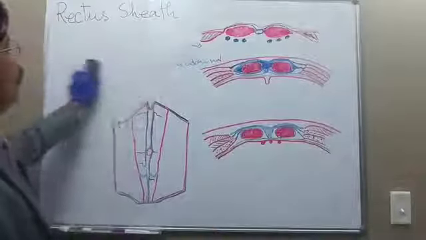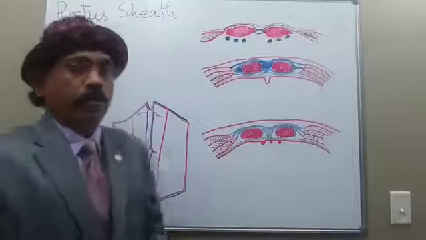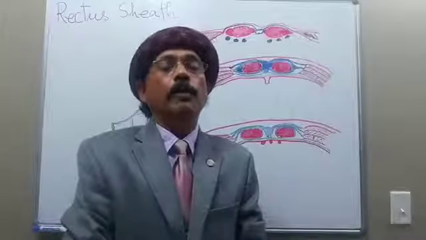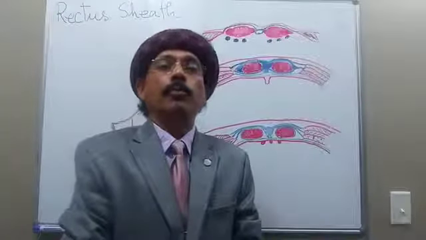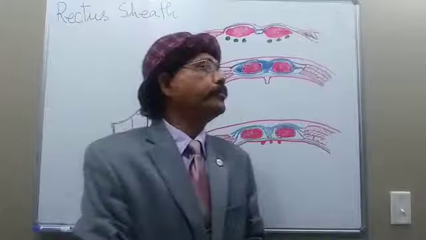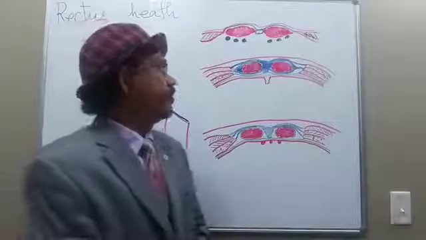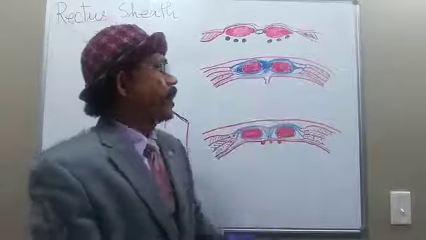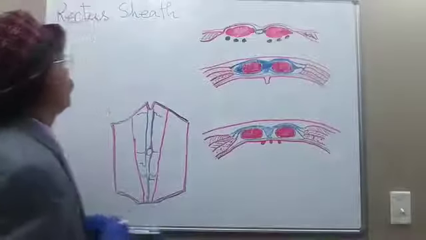Now we'll go to how it is formed, who contributes in the formation of the rectus sheath. The rectus sheath is formed by the aponeurosis of external oblique, aponeurosis of internal oblique, and aponeurosis of transversus abdominis muscle. These are all anterolateral muscles of the abdomen. They all contribute in the formation of the rectus sheath, plus the fascia transversalis, and posteriorly we will get the parietal peritoneum after the fascia transversalis.